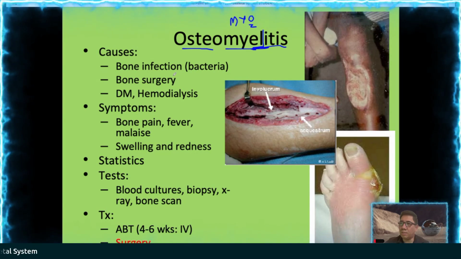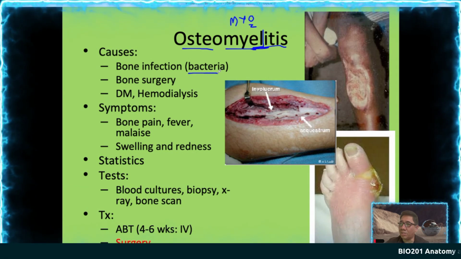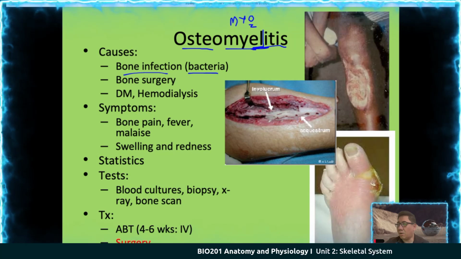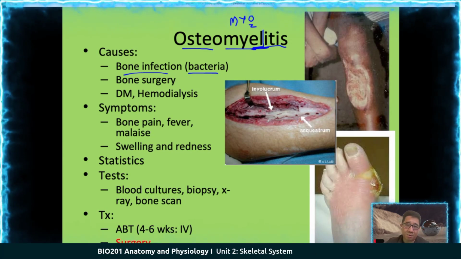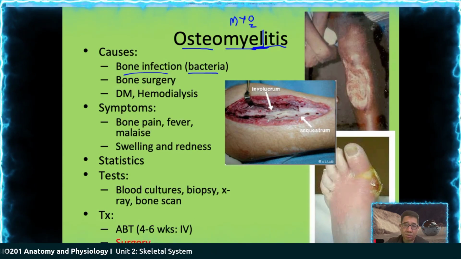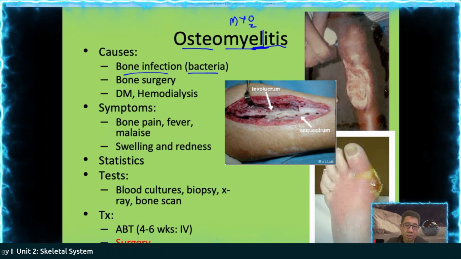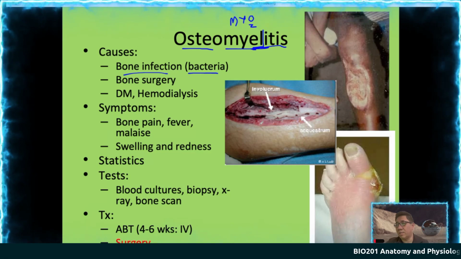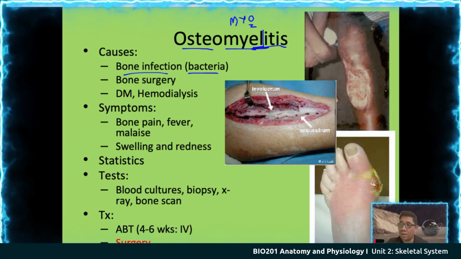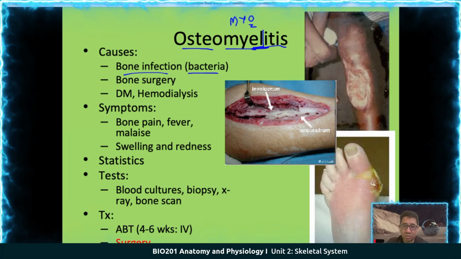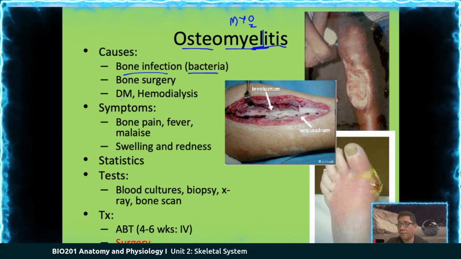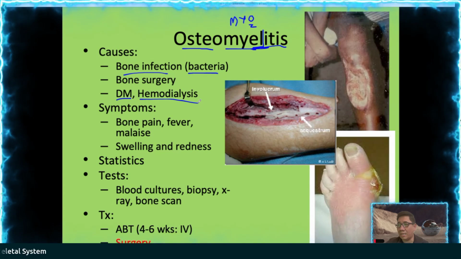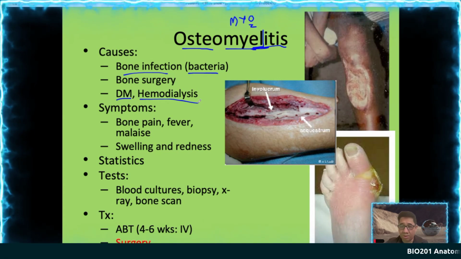So this is a bacterial infection of your bone. It goes deep inside your bone, into your bone marrow. Usually it's in the diaphysis of your long bone, and usually it is caused by bone surgery. You have some type of surgery, and you get an infection after your surgery. People who are diabetic can get this. People who have hemodialysis could get this as well. People who have blood transfusions.